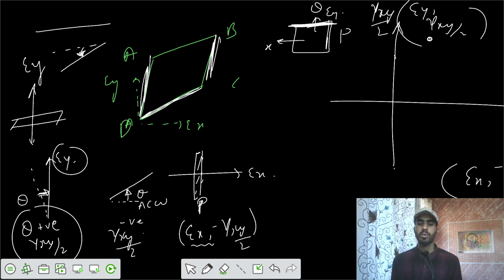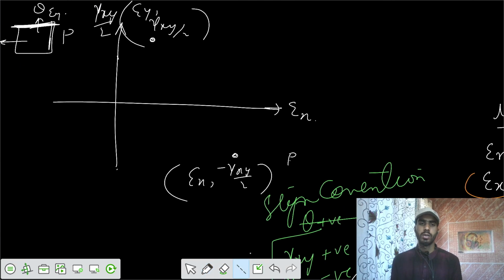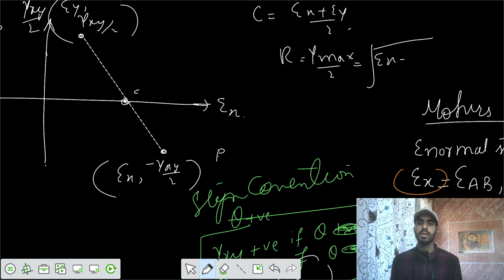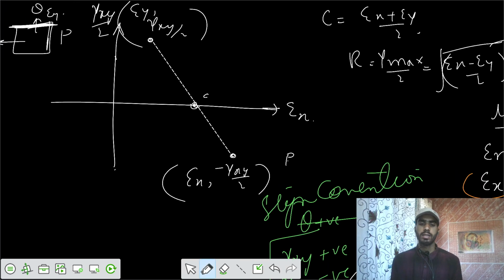So this is the next point. Then you join them by a straight line, and you can get the center and the radius. Firstly, you can get the center, that's EX plus EY by 2, and let's say this is your center C. And the radius equals gamma max in plane by 2, that's the root of (EX minus EY by 2) whole square plus (gamma xy by 2) whole square. So let's say that radius equals this point CP.